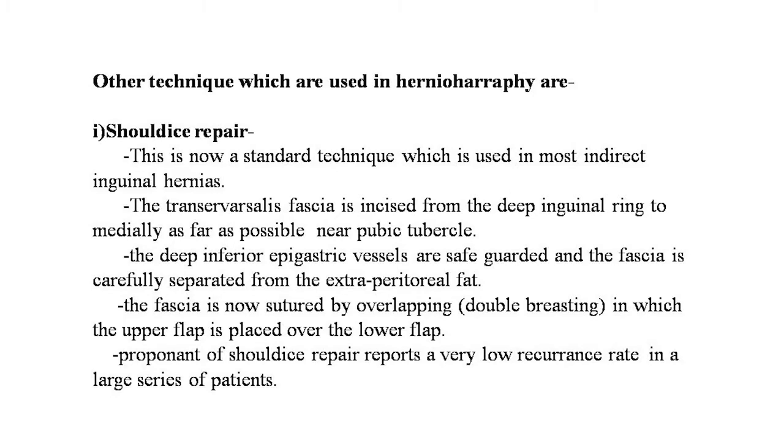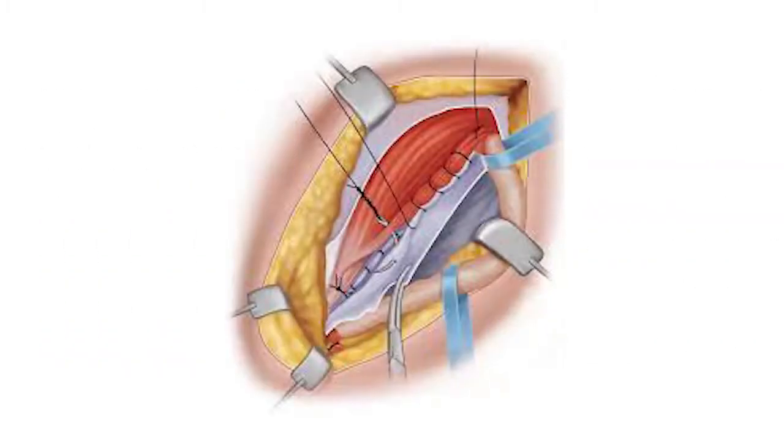The transversalis fascia is incised from the deep inguinal ring medially as far as possible, near the pubic tubercle. The deep inferior epigastric vessels are safeguarded and the fascia is carefully separated from the extra-peritoneal fat. The fascia is now secured by overlapping, double breasting, in which the upper flap is placed over the lower flap. Proponents of shouldice repair report a very low recurrence rate in large series of patients. Here is a good animated picture of the shouldice repair, you can see on your screen.